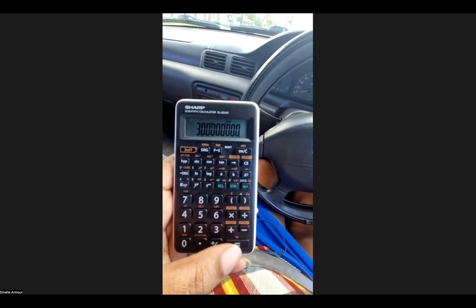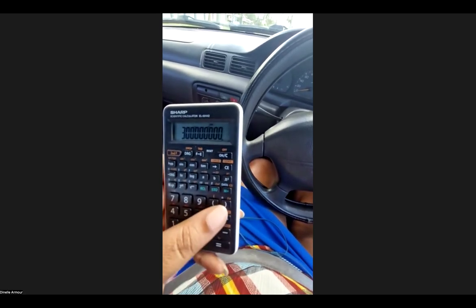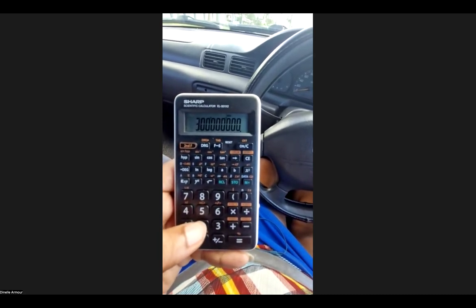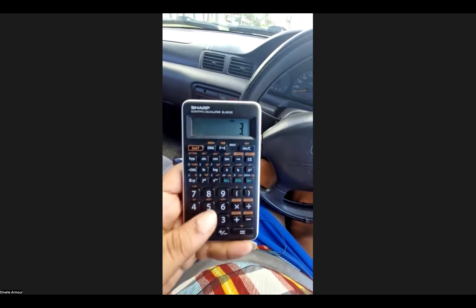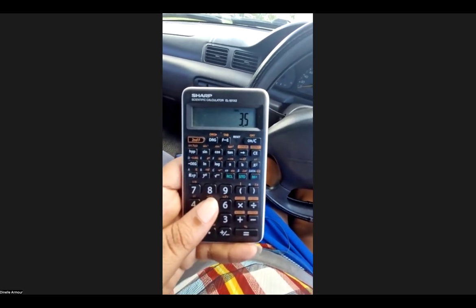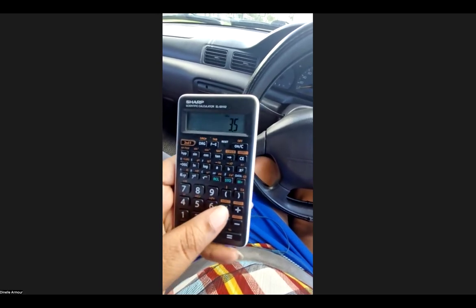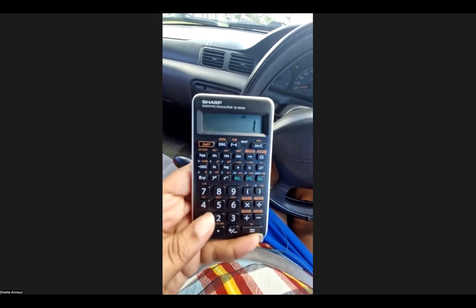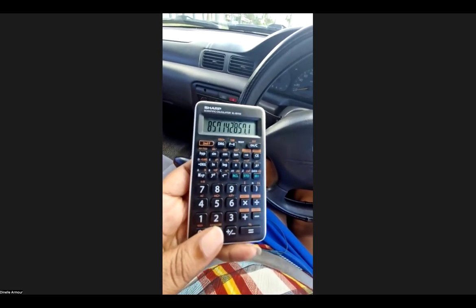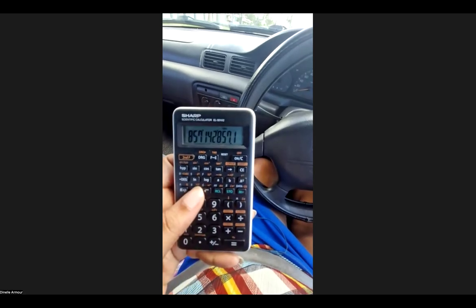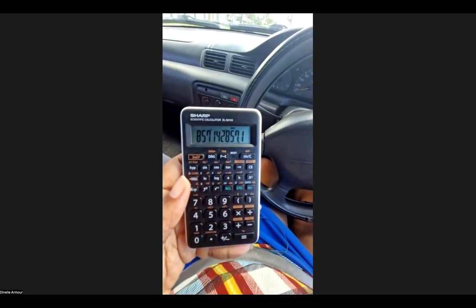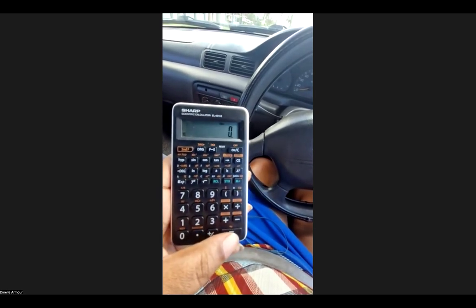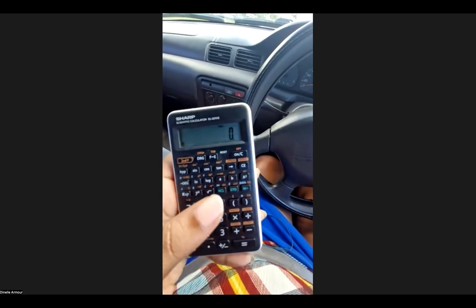Then you're gonna press divide, and now we're gonna put in the bottom part. So put 0.5. Press the multiply button. Then you're gonna put 10. Then you're gonna press the Y to the X button, and you're gonna put 14. Press equal. And that's weird.